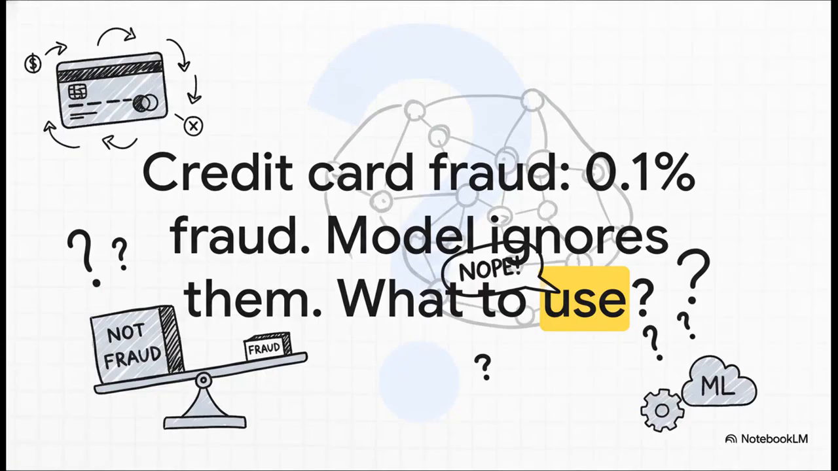It's a classic. A credit card fraud data set where fraud is super rare. Because of that, your model is just learning to say not fraud every time. What tool do you use to fix this? A, B, or C? I'll give you a second to think about it.